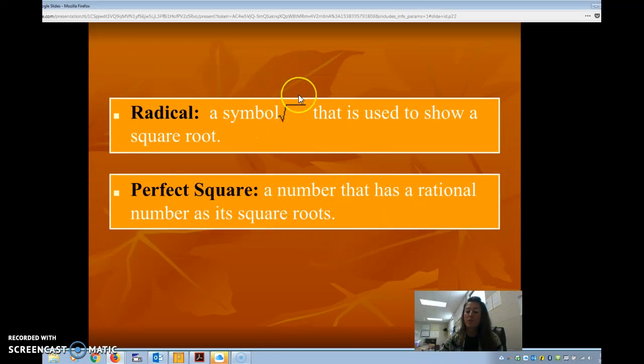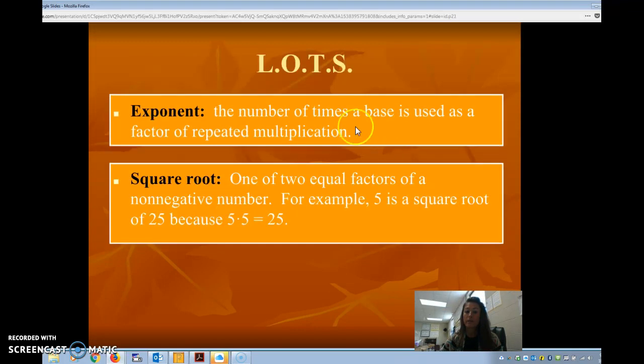Radical symbols, what we use to show that we're taking the square root. And of course, I want you to copy all these into your notes. So if you need to pause, go back to the previous slide and pause if you need to. Perfect squares, a number that has a rational number as its square root. Okay, rational number here is meaning a whole number. We'll talk more about rational numbers, irrational numbers a little later in this unit. We're just not there yet. So if you need to stop the video for a minute and copy these down, including these, please do so.